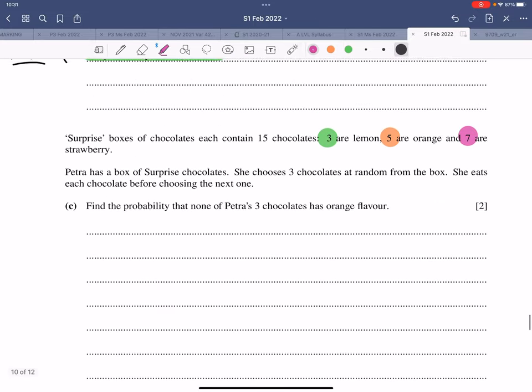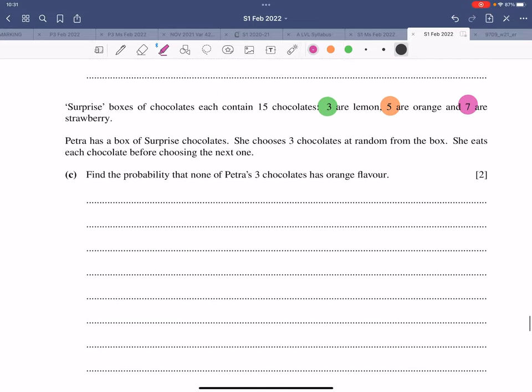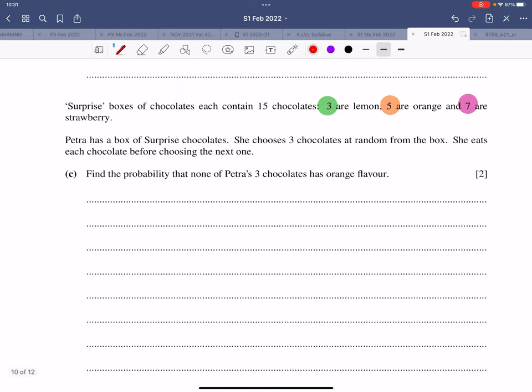Petra has a box of surprise chocolates. She chooses 3 chocolates at random from the box. She eats each chocolate before choosing the next one. That means this is a concept of without replacement. So neither binomial is possible nor geometric is possible because it's edibles and she's eating one before the next.